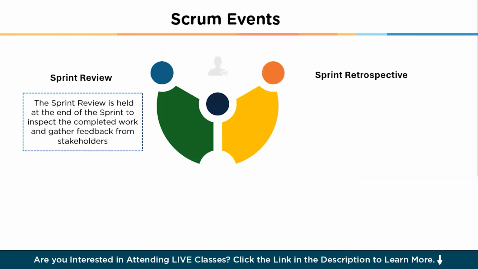Next we have here what is called the Sprint Review. So guys, the Sprint Review is held at the end of the sprint to inspect the completed work and gather feedback from stakeholders. The team demonstrates the product increment, highlighting what was accomplished during the sprint.